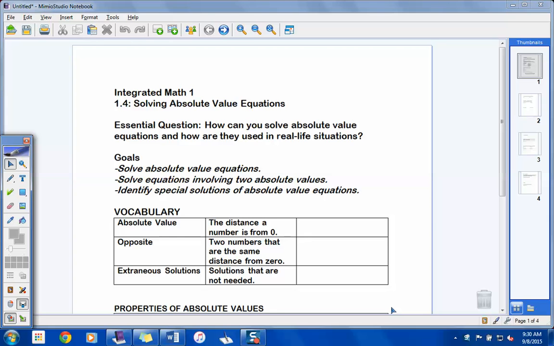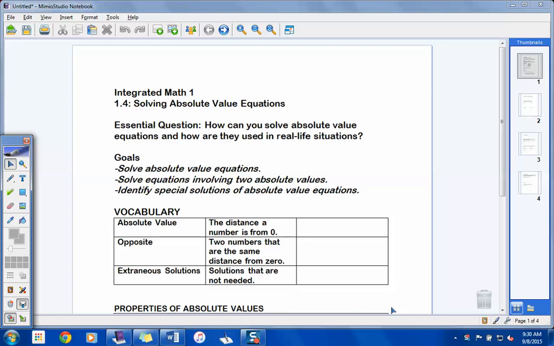Let me ask this question. The phrase absolute value: how many have at least heard of it? How many think you can give me a definition in your own terms, or your best definition of absolute value, or what it might mean? Mr. Nolan, what do you think? Pretty sure it's how far away it is from zero. How far away a number is from 0.